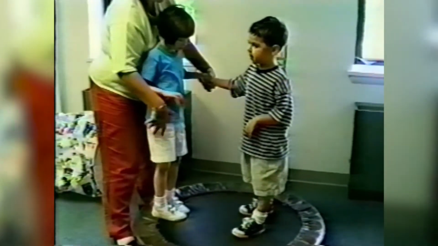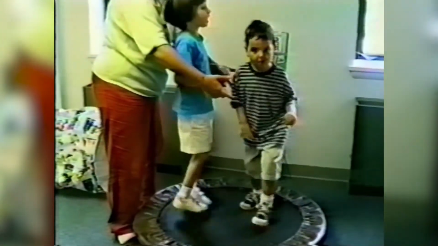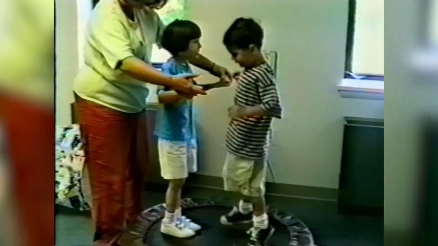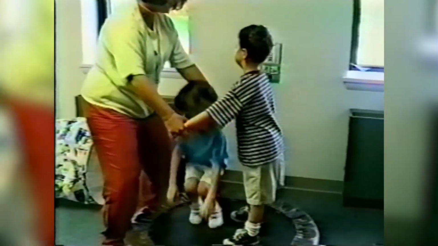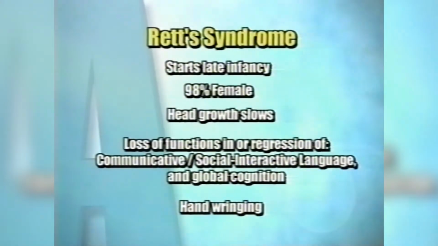Rett syndrome is a very classic pervasive developmental disorder where a child, 98% female, has normal development until late infancy. At that time, there is a regression in their language, their interaction, and their play, as well as global cognitive or intellectual ability.